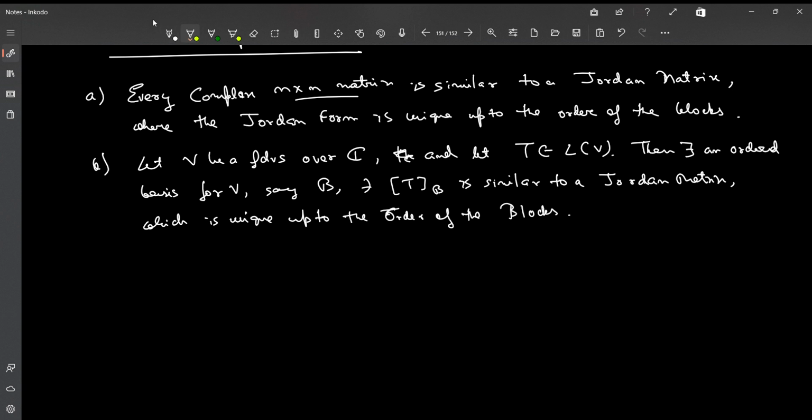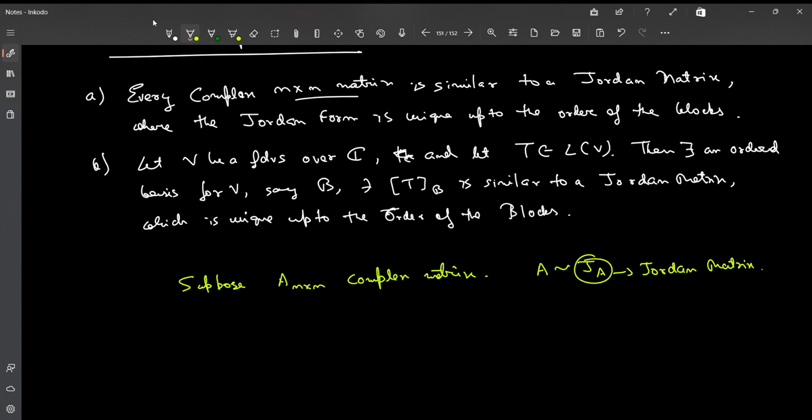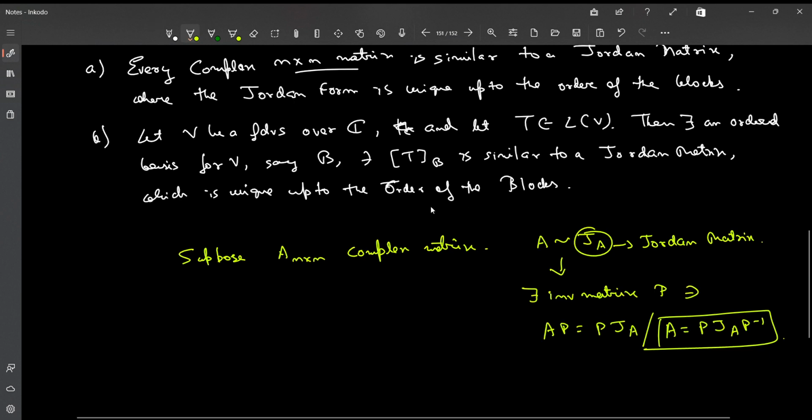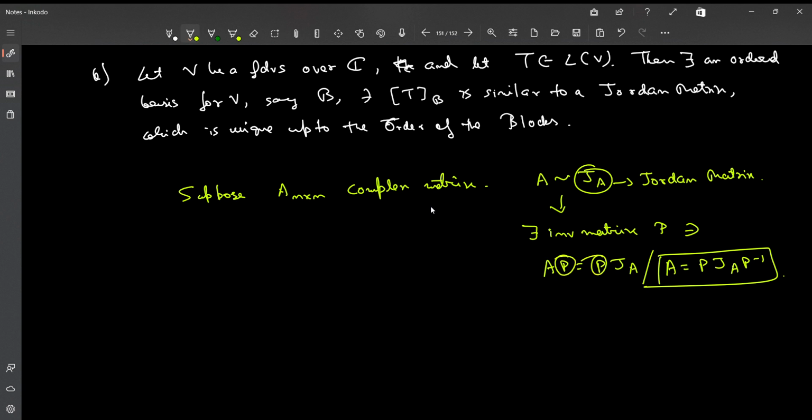Suppose A is an n cross n complex matrix. Then by the Jordan decomposition theorem, A is similar to a matrix JA, which is the Jordan matrix. Now we know from the definition of similarity that this means there exists an invertible matrix P such that AP = PJA, or A = P JA P inverse, whatever you want to speak of. Clear? So this theorem also helps us to construct this P.